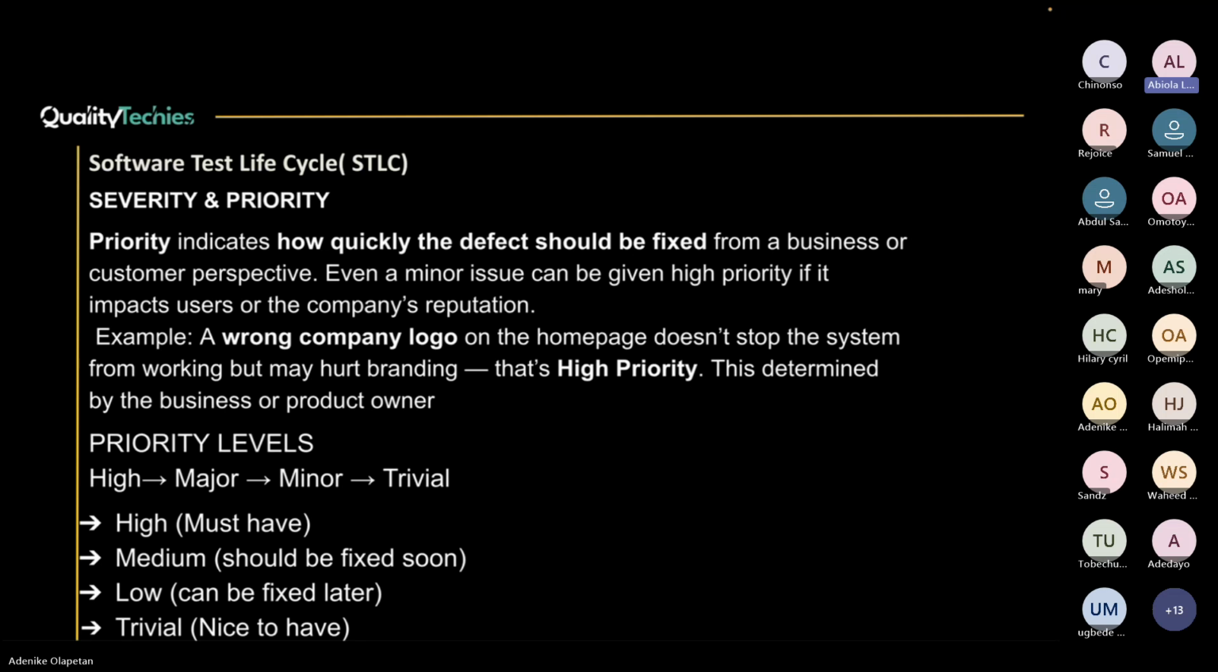Priority now. So just the dictionary meaning of severity and priority. Priority is the way you want to table something, the way you want to get it done. This should come first, this should come last. Then severity, how bad is it? Also, priority indicates how quickly the defect should be fixed from a business or customer perspective.